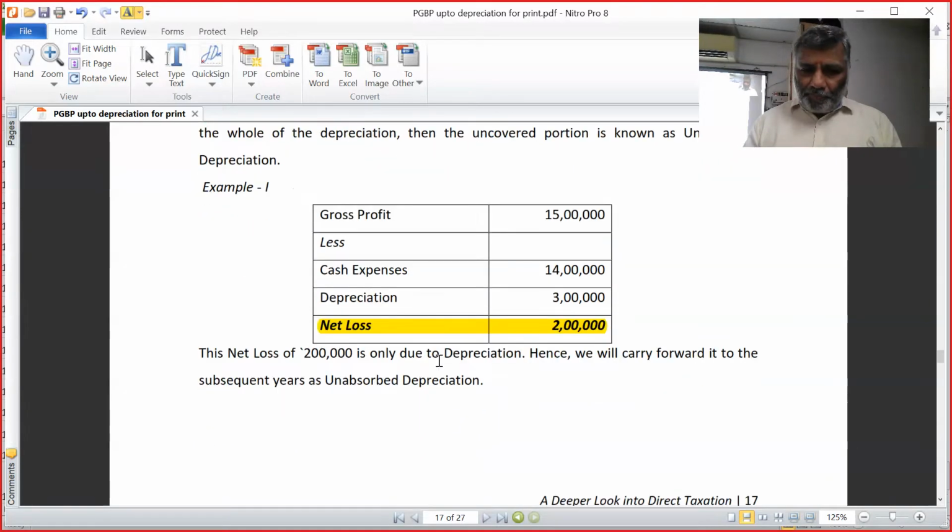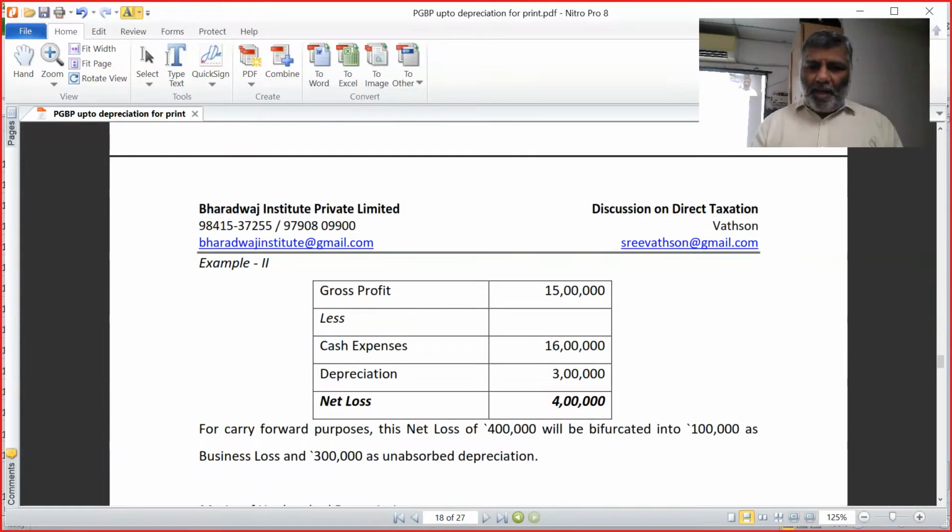That loss which is due to depreciation is known as unabsorbed depreciation. Similarly, if the gross profit is 15 lakhs, other expenses 16 and depreciation 3 lakhs, the loss due to depreciation is known as unabsorbed depreciation. Why is unabsorbed depreciation essential? Because of the set off chapter. Like why is speculation business essential? Because of the set off chapter. Unabsorbed depreciation is also essential because of the set off chapter.